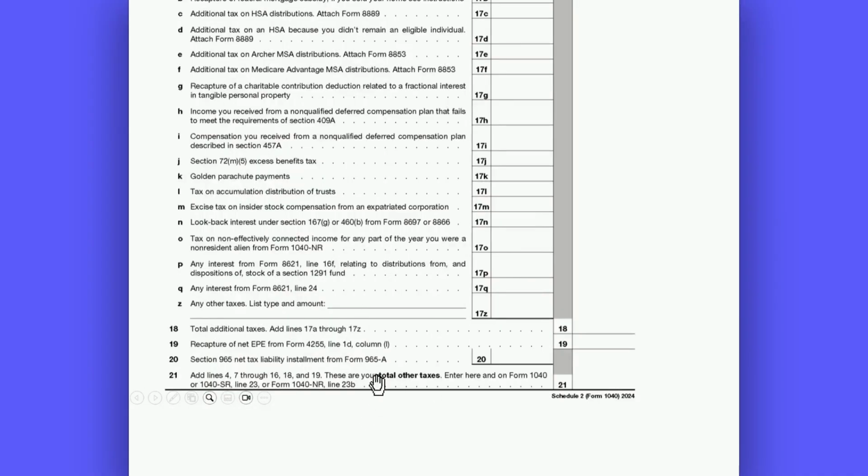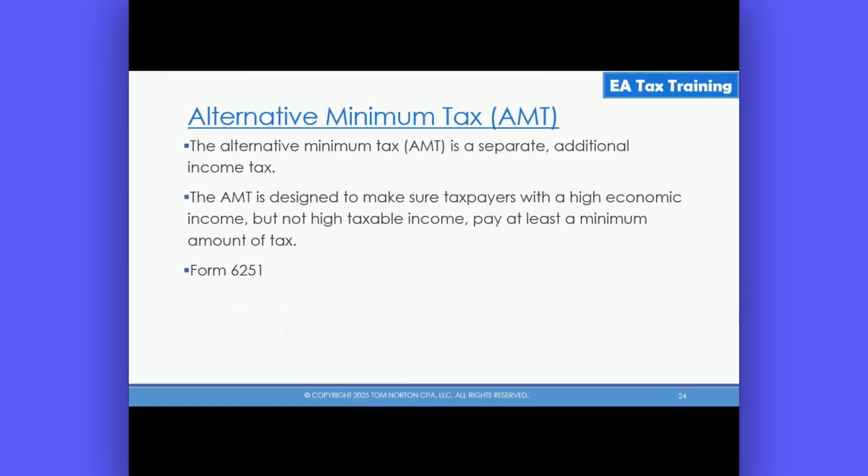And then you finally get down to your total amount of other taxes, which then flows up to the Form 1040. So let's start with the alternative minimum tax. You will certainly get a question or two on the exam about the AMT. So the AMT is a separate additional income tax, and it is designed to make sure that taxpayers with a high economic income, but not a high taxable income, pay at least a minimum amount of tax.